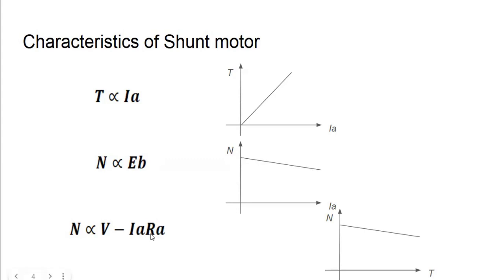So the next characteristic is speed versus torque characteristics, which is plotted between the speed of the machine and the torque. And we know that torque is directly proportional to Ia. So as Ia is going to increase, torque is going to increase. As torque is going to increase, IaRa is going to increase. So therefore, speed versus torque characteristics will be similar to the shape of the speed versus Ia characteristics, because Ia and torque are proportional to each other.